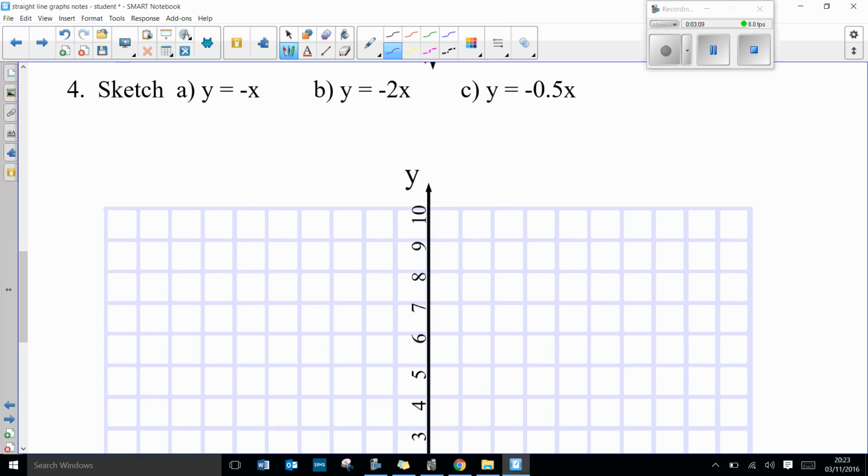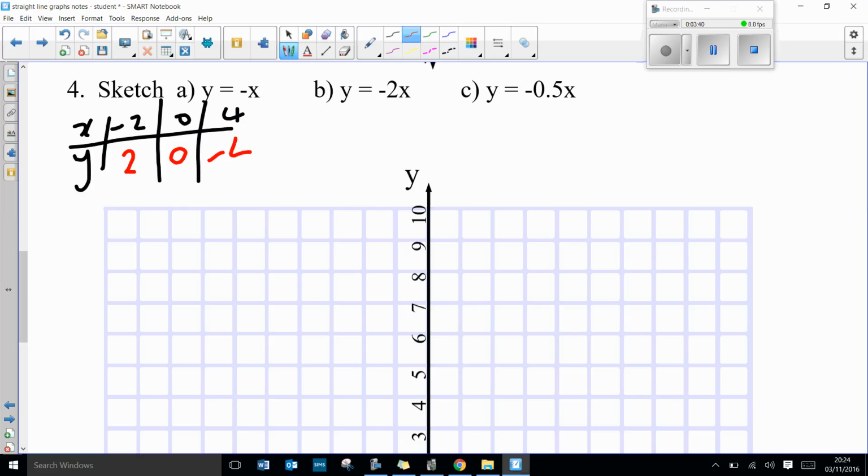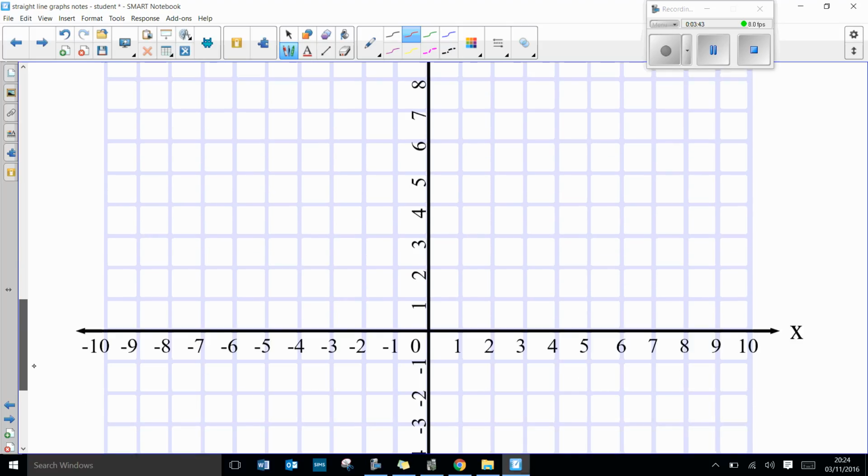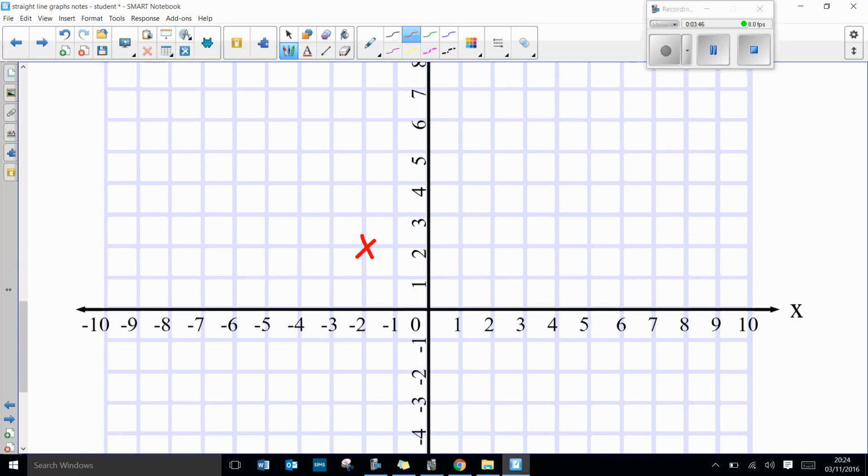Similar example, but this time these are all negative. So y equals -x. So if x was -2, then -2 times -1 gives +2. 0 obviously is 0, the sign would not affect it. And if x is 4, then y would be -4. So we have -2, 2, 0, 0, and 4, -4.